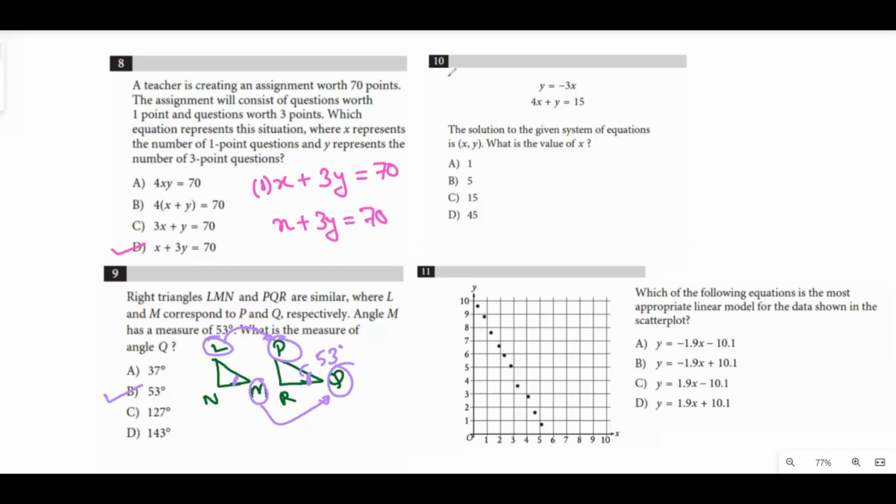Now coming to question number 10. This question is from algebra, linear equations. Straightforward question. Two equations are given to us and we have to find the value of x. Directly you can apply the concept of simultaneous equations, or you can say the elimination method or substitution method. So if I apply the substitution method, in 4x plus y I can replace y with minus 3x. That will be 15. Straightforward, x will come out to be 15, which is option C.